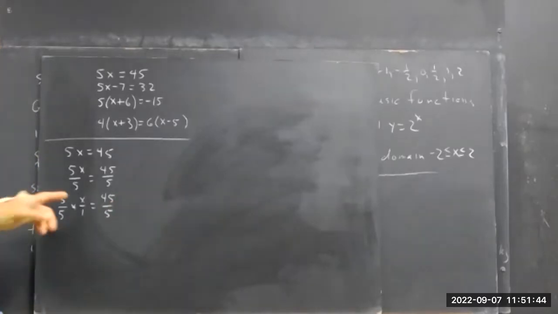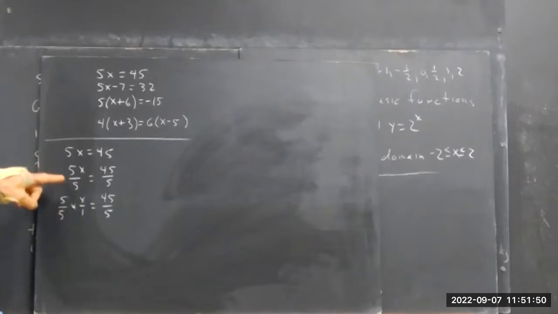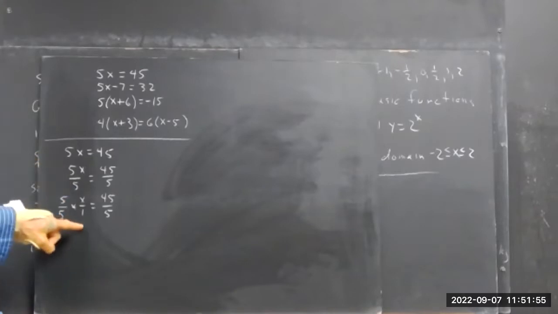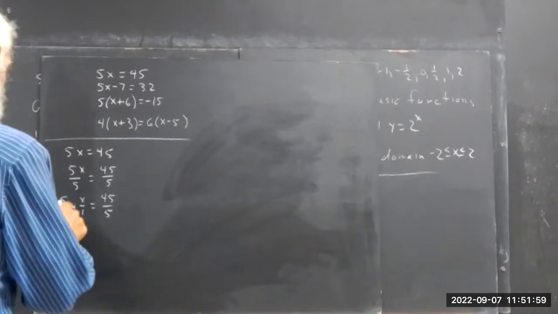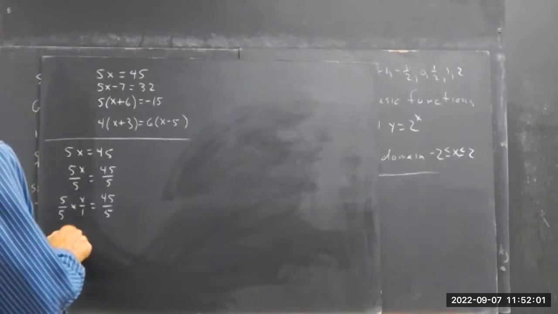5 over 5 times x over 1 equals 5x over 5. Okay, we know that this is equal to this because if you multiply the numerators, you get 5x. If you multiply the denominators, you get 5. Now, 5 over 5 is just 1.